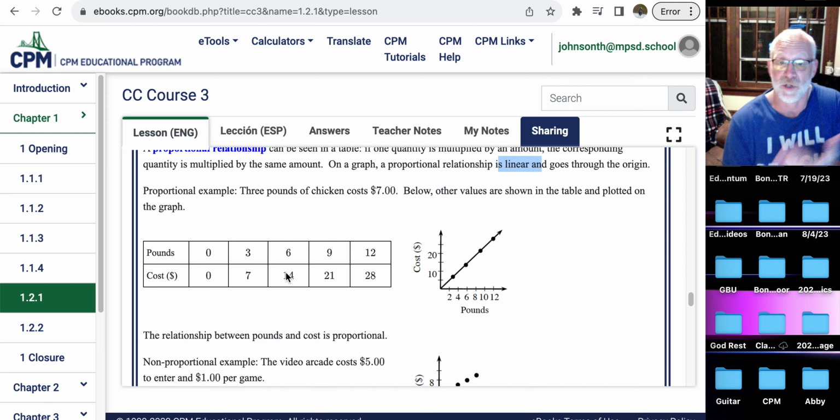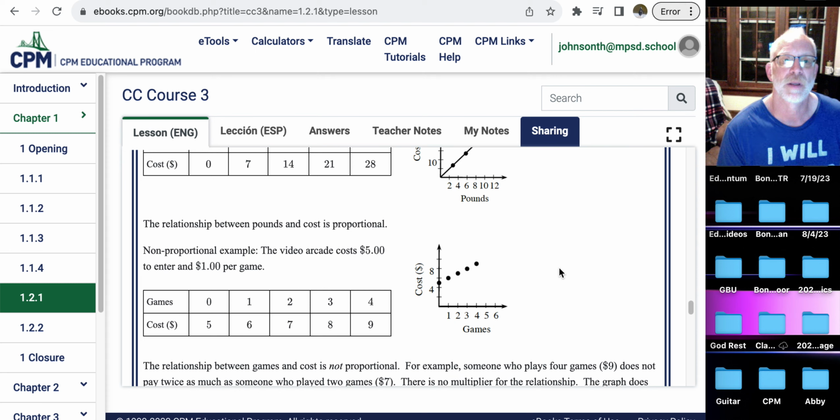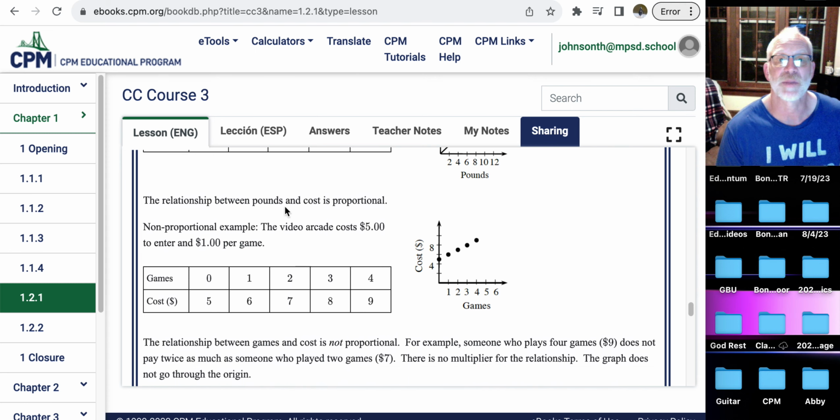So we can see it's proportional, right? It's going up by the same amount. It's linear. It forms a line. And it's going through the origin, going through 0. The relationship between pounds and cost is proportional.